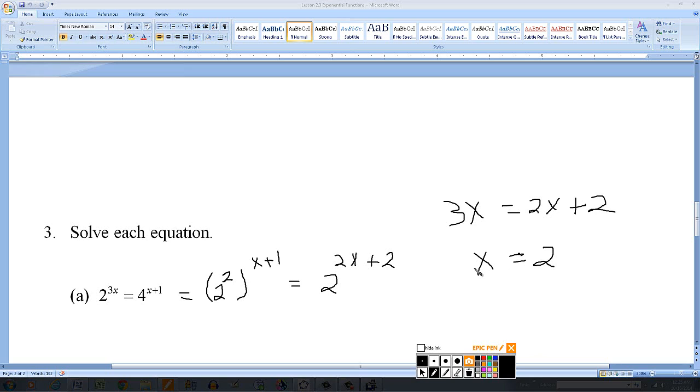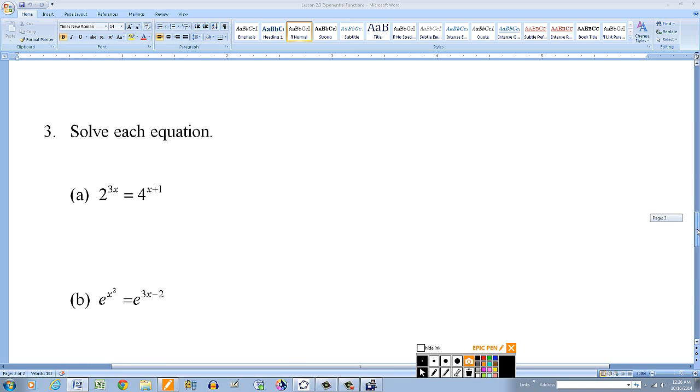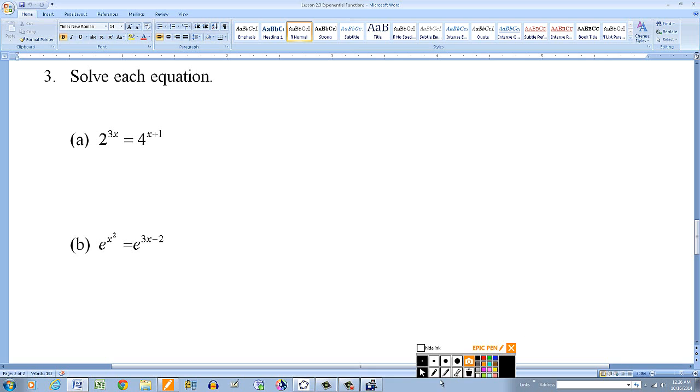Okay, that's the solution. Now again, had this 2 to the 3x been a 3 to the 3x, then there's no way I could have gotten these bases the same. So I'd have to use logarithms, like I said earlier, or use the graphing calculator. Okay, let's clear this, and look at the next one.